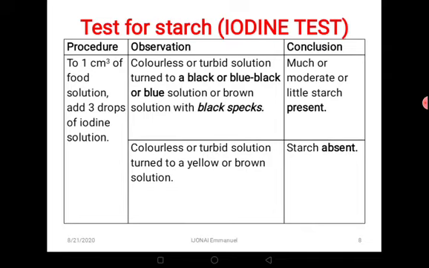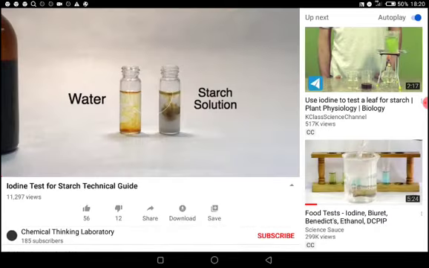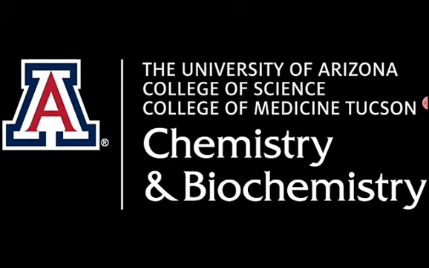And I know this one is much more simple for you. So we can watch this other video to see how we can test for starch, just in case you forgot your O-level information. Remember, in the test for starch, the reagent is iodine solution. That is the reagent that we use for testing for starch, and it's brown in color.